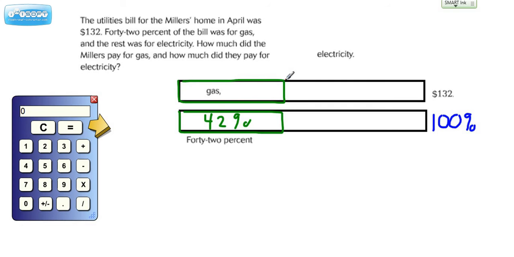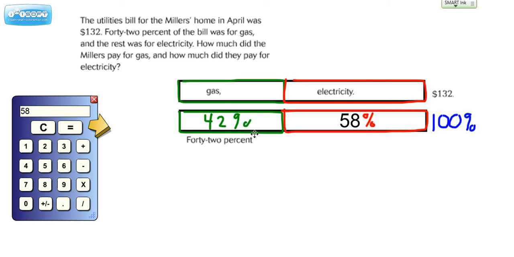All right, that means that the rest of it must be electricity. And they want to know that amount. All right, so if we're talking about getting the percent for electricity, which looks like we're going to need that, we have to do something magical with this blue number and this green number. And what's the magical thing we're going to do to get the percent? Well, we're going to subtract. So let's do that. Since we have a calculator, let's take full advantage of it. We're going to put in 100 and subtract 42, and we get 58%.